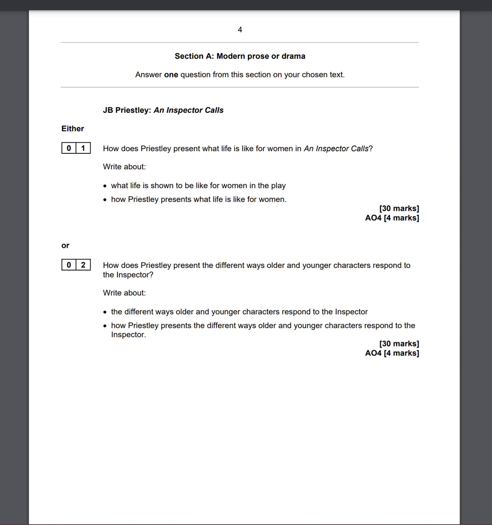So you have your clear focus at the start of the answer. And this clear focus should say something like, taking the first question here, Priestley deliberately depicts what life was like for women in An Inspector Calls in order to. Then you would bring in your writer's intention. Again, once you've done that clear focus, that should form the basis of your answer. Every paragraph afterwards should be related to that clear focus statement.